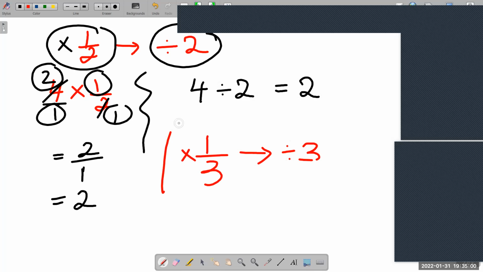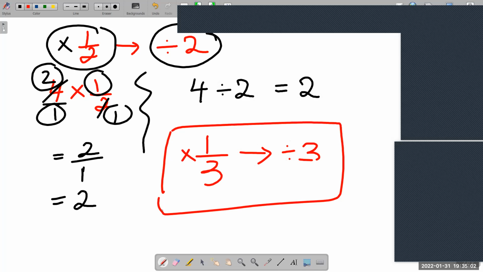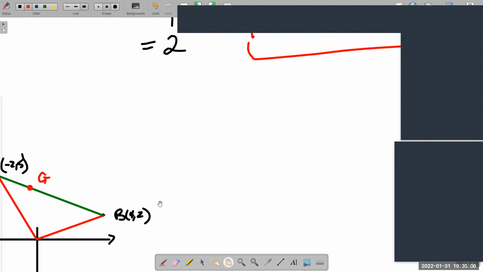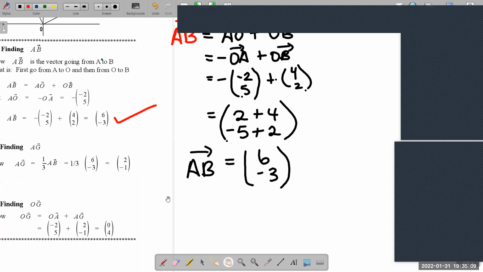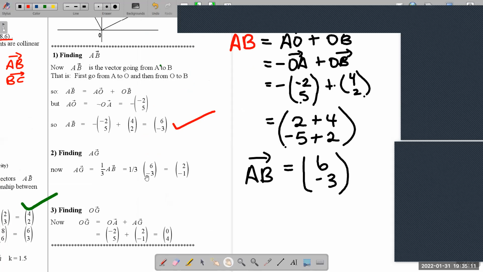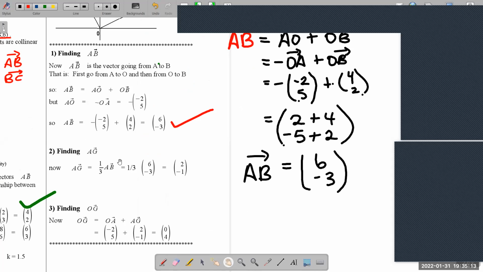Everybody see that? This could save you a lot of energy in the future. And I'm going to show you why this is useful. So let's go. We're just going to use this working out here. So we see here that AG is a third of AB. So I'm going to write that part out so we can see.